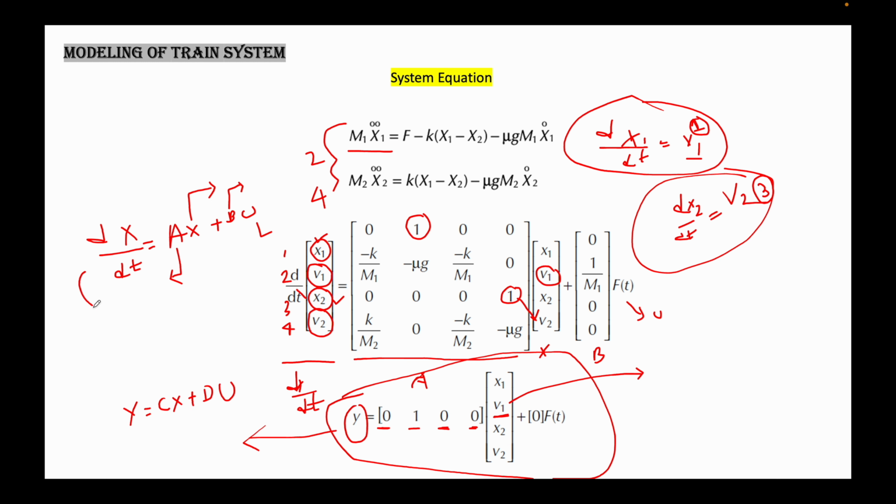So these two equations altogether represent any system in a state space representation. This is called the state equation and this is called the output equation. In this tutorial we have seen how to develop a state space equation for a train system. In the next tutorial we will see how to develop the same state space model in a Matlab scripted environment, and we will see how it behaves based on the input that we are giving.